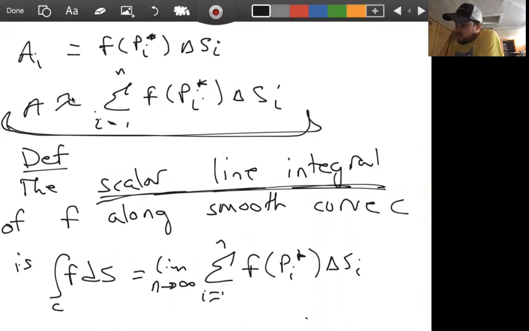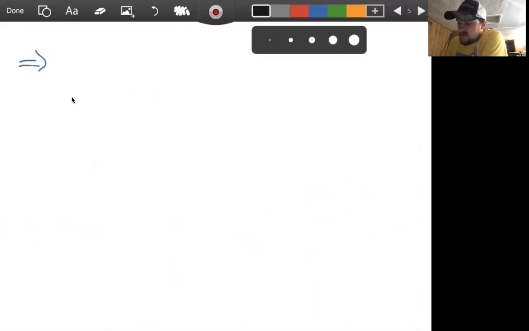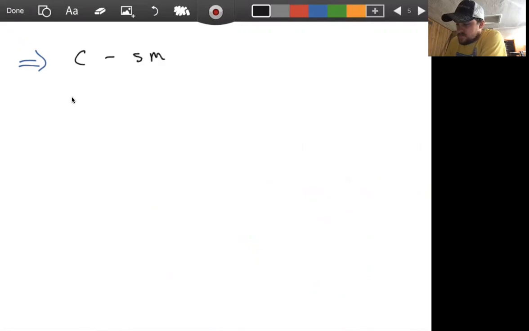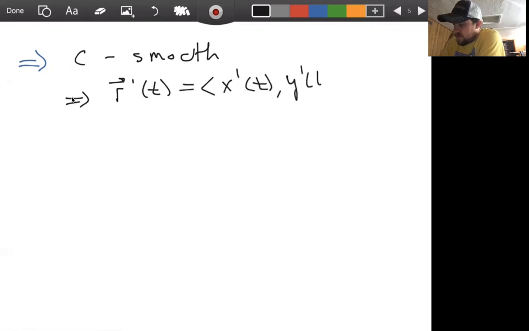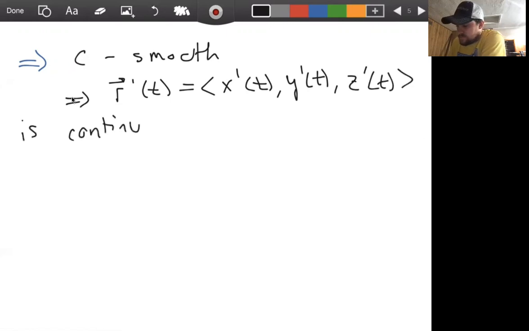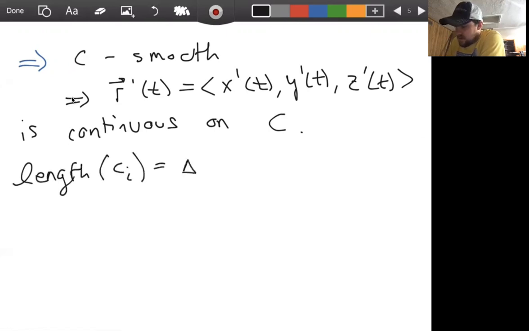So notice we are under the assumption that C is a smooth curve. And so if we use that assumption, C smooth implies that r prime of t of our parameterization, which is, if you'll remember, x prime of t, y prime of t, z prime of t, is continuous on C, right? And so we know the length, as we mentioned before, of C_i is equal to delta s_i.